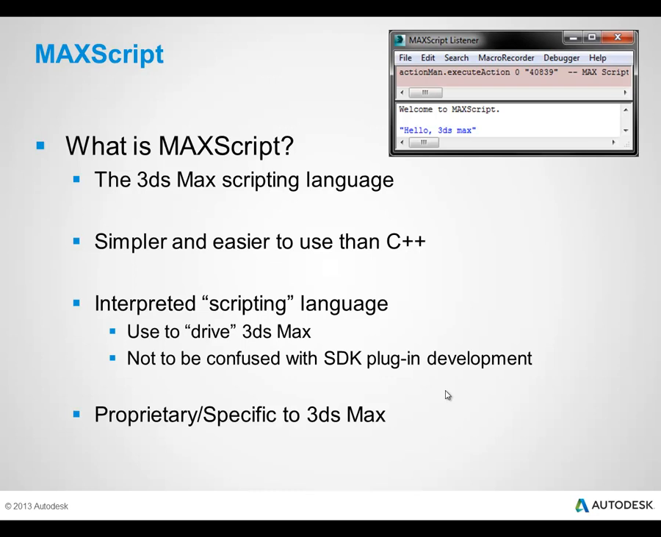So it's definitely simpler and easier to use than C++. It's stable. It's got a lot of flexibility. There's a macro recorder, which I'll show you in a minute, so you can actually see how things are constructed by doing them, and then you can take that syntax and put it into your own scripts. It is interpreted, and it's a scripting language, so it's kind of driving 3ds Max. So it's really good for doing things like automation, automating a common task or something like that, or adding UI customization, for example.